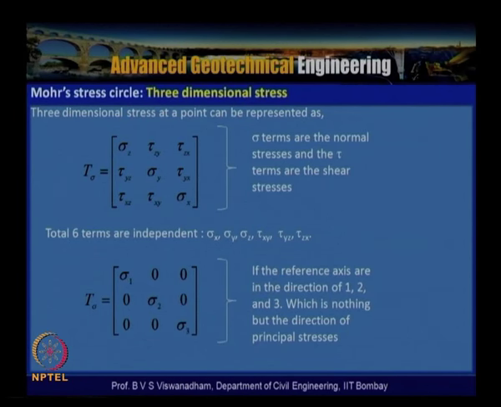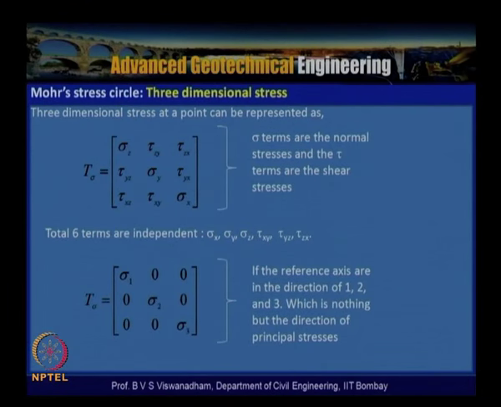If the reference axes are in the directions 1, 2, 3, which is nothing but the directions of the principal stresses, then in geotechnics, if you have a cylindrical or a cubical sample with the major vertical stress direction as sigma 1, it is called the major principal stress, sigma 2 the intermediate principal stress, and sigma 3 the minor principal stress. For a cylindrical sample, there is a vertical stress, sigma 1, the major principal stress, and the stresses acting parallel on the plane are sigma 2, the intermediate principal stress, and sigma 3, the minor principal stress. On a cylindrical sample, as sigma 2 is equal to sigma 3, we generally refer to the major principal stress sigma 1 and the minor principal stress sigma 3.